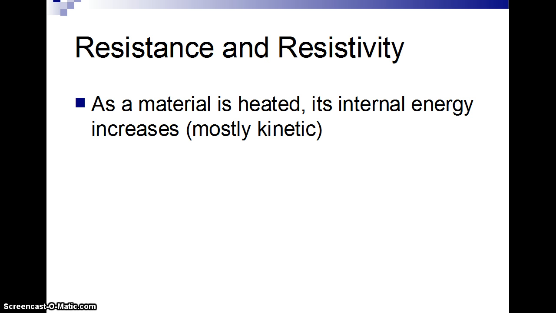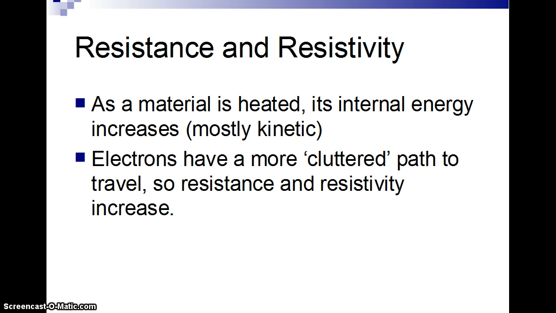But as you heat up a material, the internal kinetic energy increases. So the atoms are moving around, and as that happens, you can call it a cluttered path. As the electrons try to travel down, instead of going in a straight line or a mostly straight line, they're bounced around back and forth. It's like going through a pinball machine. So they bump into each other, and they transfer energy back and forth.